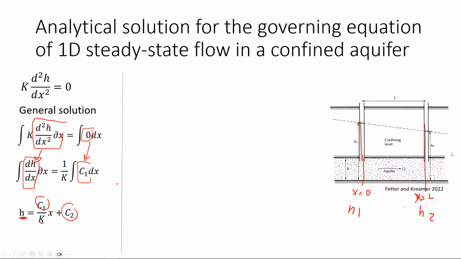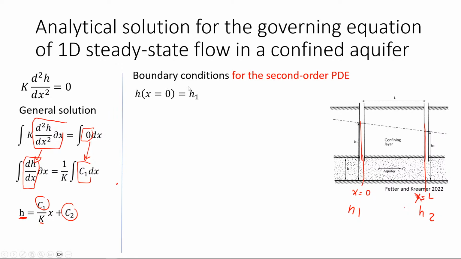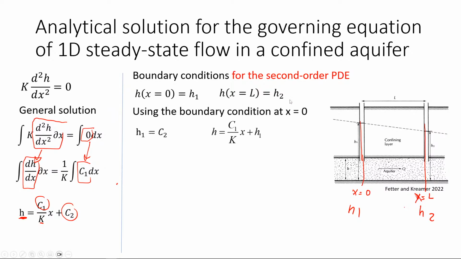So now let's do this. For the boundary condition at x equal to 0, I have h1, at x equal to L, I have h2. So let's just substitute with my boundary conditions. Remember, you did this in calculus before. You just substitute here: h is equal to c1 over k, x is equal to 0, plus c2. So this gives me c2 is equal to h1, yeah?